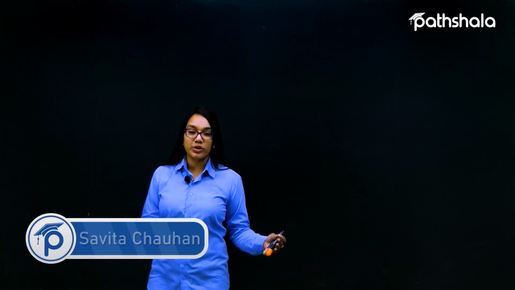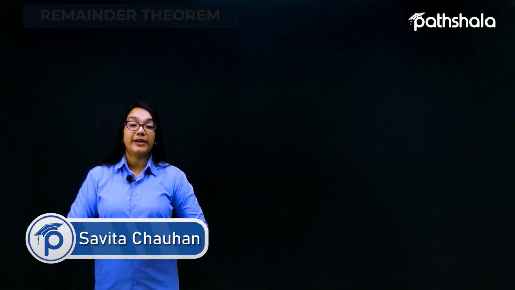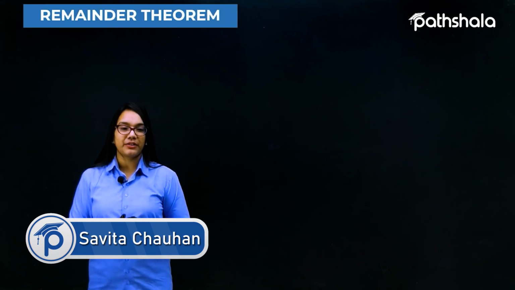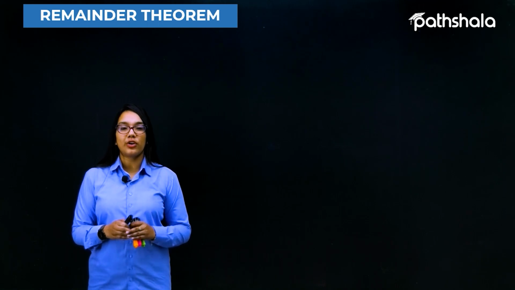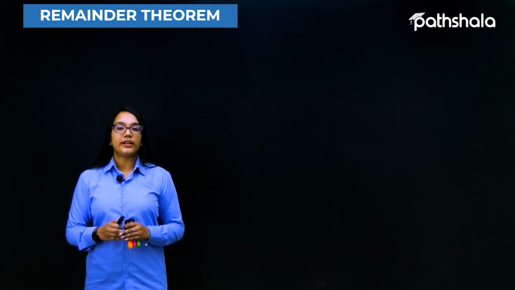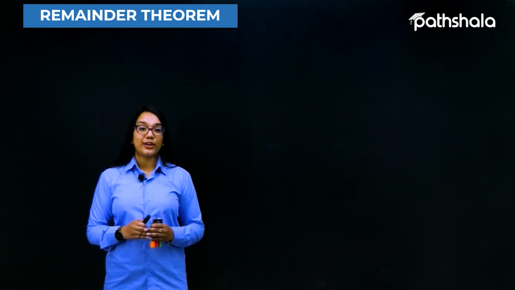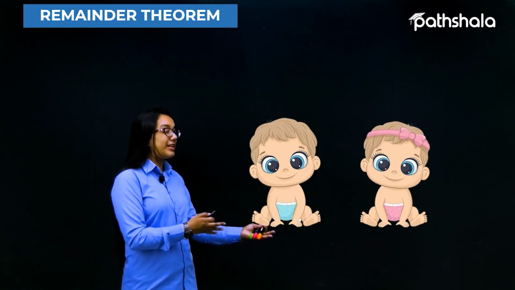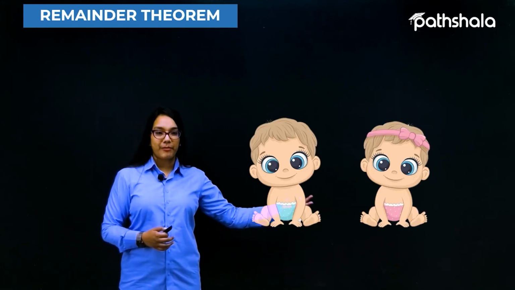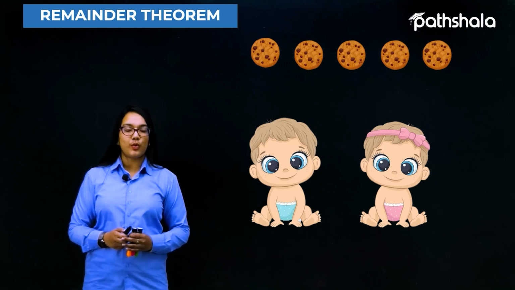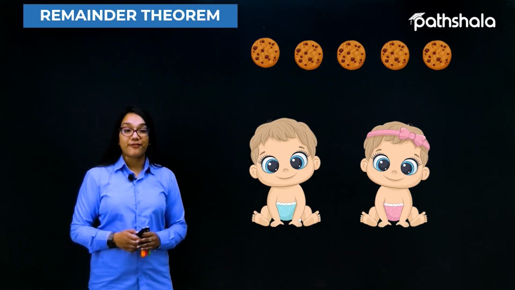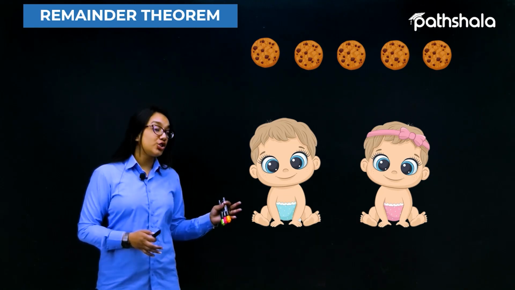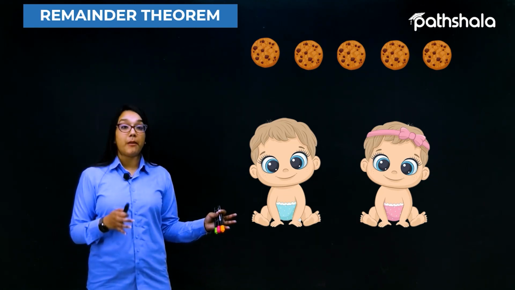Let's just move on towards our new topic, which is called the remainder theorem. But before starting the remainder theorem, let us suppose we are talking about the general division, or the division of two numbers. So let us suppose I'm taking a scenario where we have two babies, a blue baby and a pink baby, and I have 5 cookies with me. The experiment is that we have to divide these 5 cookies between these two babies in an equal amount.